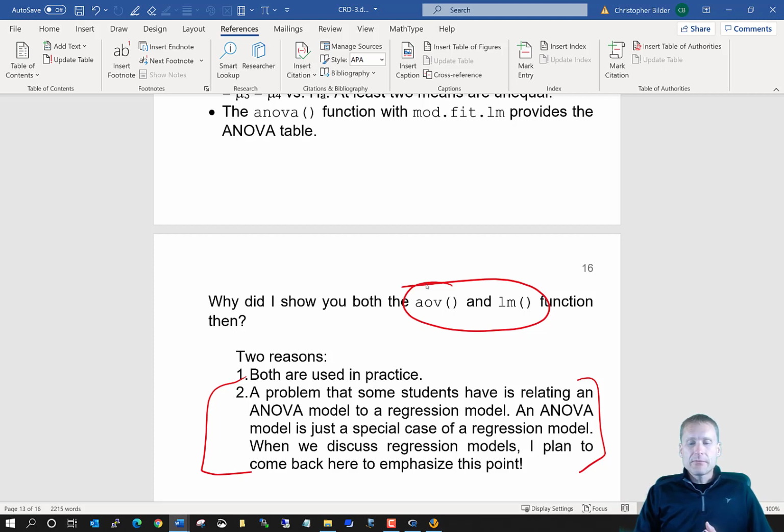So that concludes this section on the completely randomized design, how we can analyze the corresponding data using ANOVA methods.